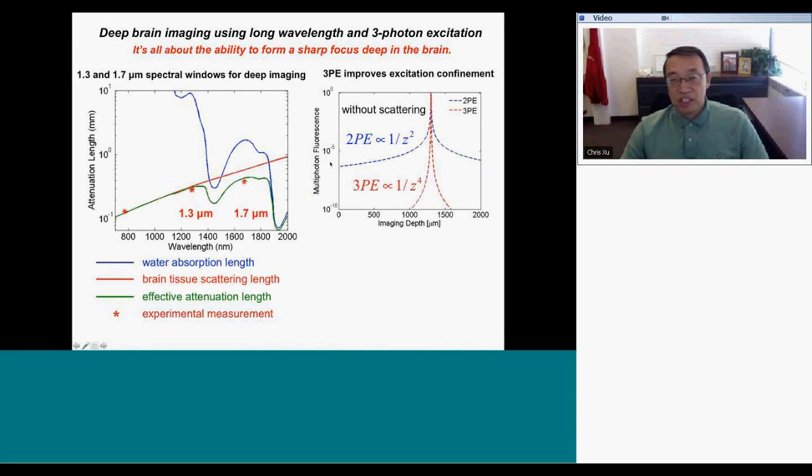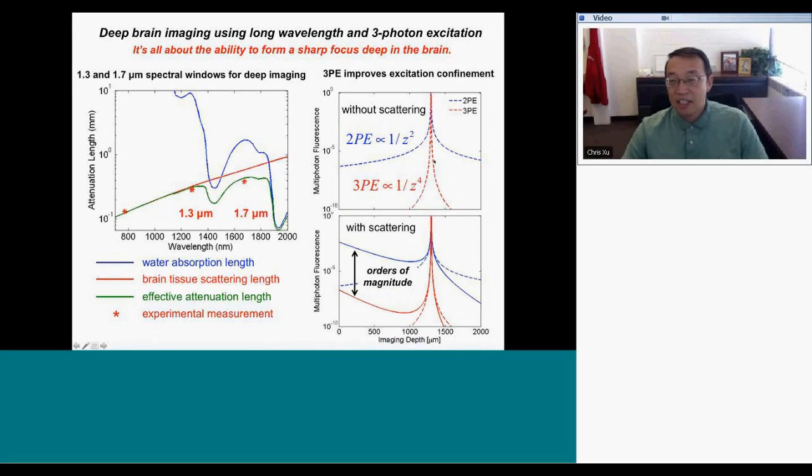The second strategy we use is using 3-photon, that is high-order nonlinearity for excitation. So why is that better? It's all about confinement. So let's look at, for example, we focus deep in the sample, say about 1.2 millimeter, 1.3 millimeter over here. You can see that for 2 photon, away from the focal point right here, the 2-photon signal goes down as 1 over z squared, where z is the distance away from the focal plane. If you go to high order, because nonlinearity is higher, away from the focal point, you can see that the decay is much faster. Instead of inverse quadratic, I have a 4th power decay as a function of distance away from the focal point.